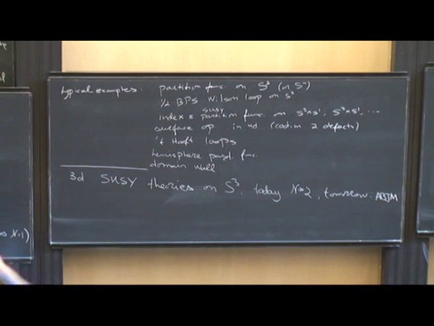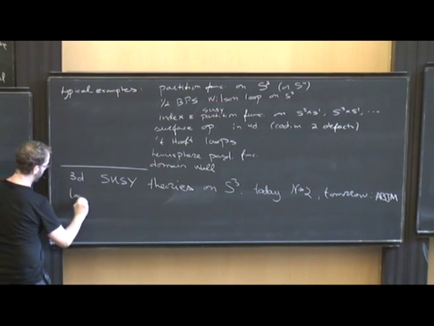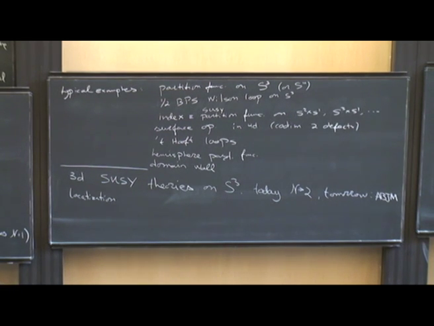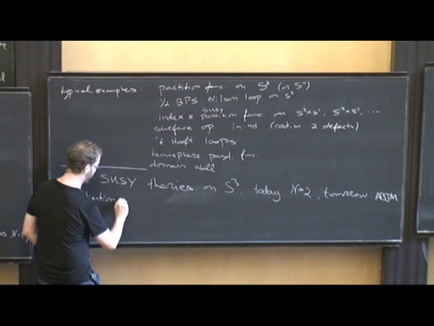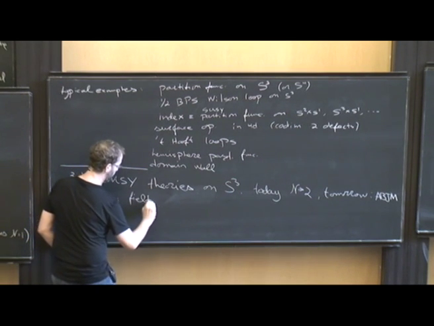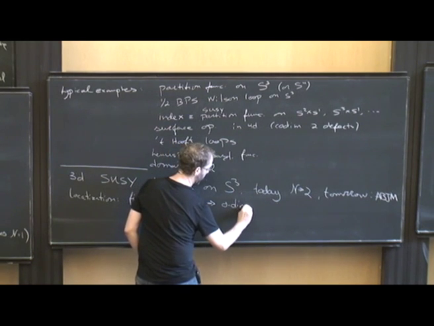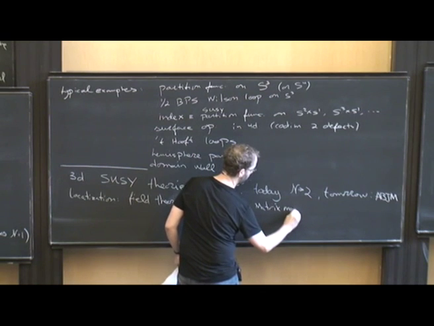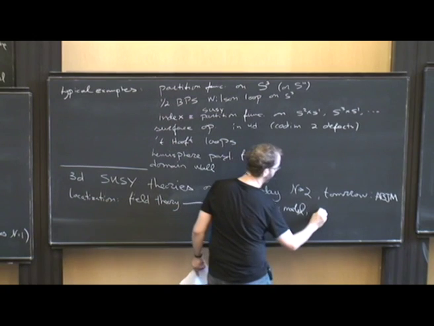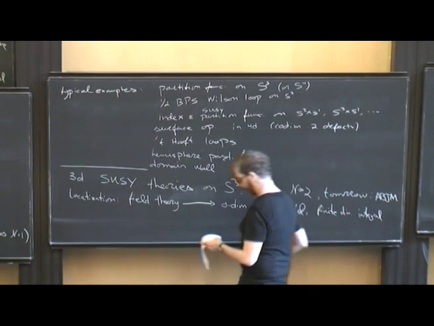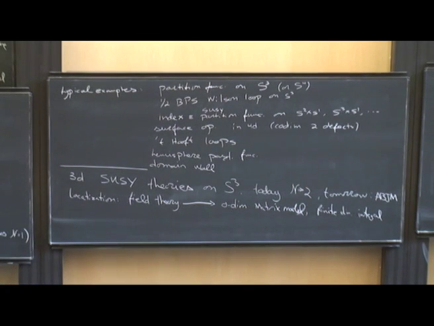So we consider the theory on S3, and the trick of localization is that we are able to use supersymmetry to freeze out all the modes, or integrate out all the modes of the fields, and reduce the field theory to a zero-dimensional matrix model. So a finite dimensional integral. So this is the first thing I will show you, how to get a finite dimensional integral out of a supersymmetric field theory calculation.